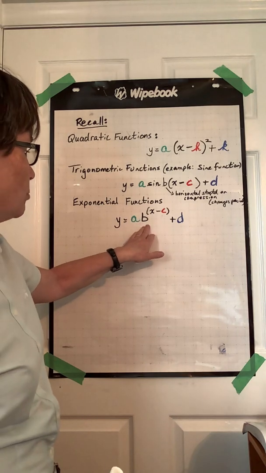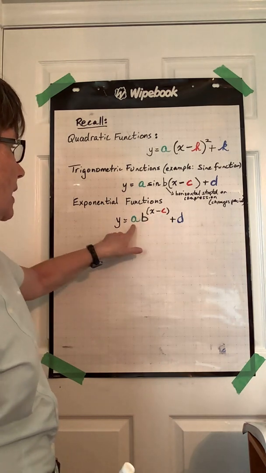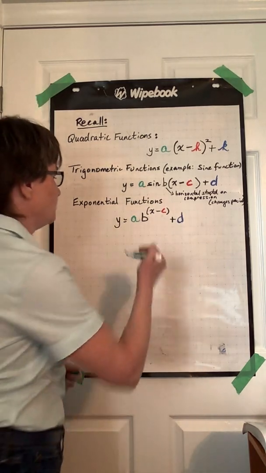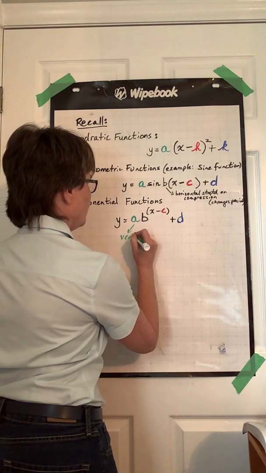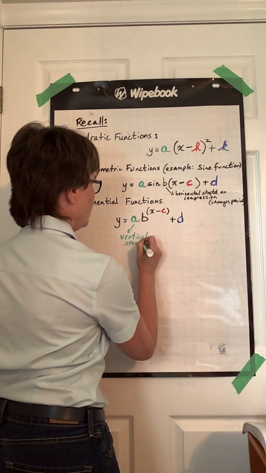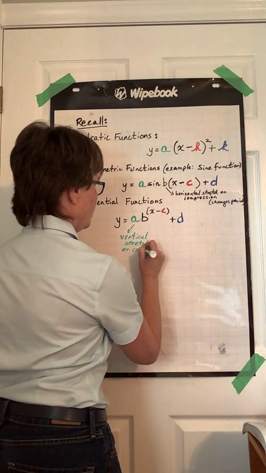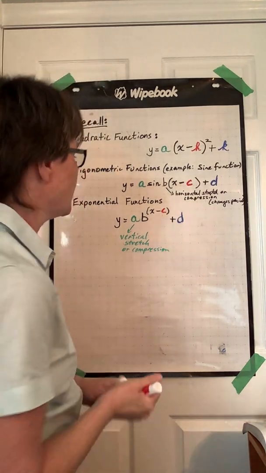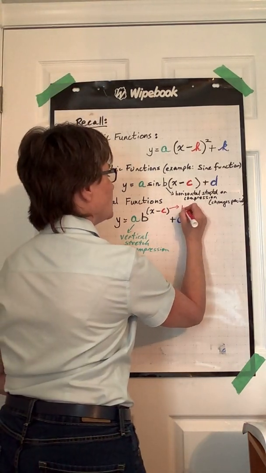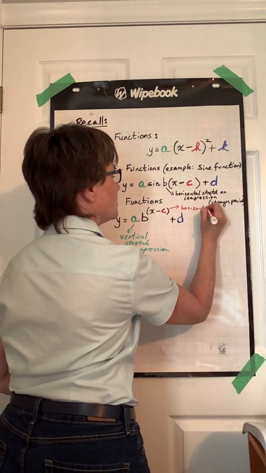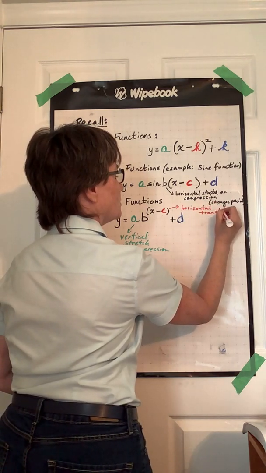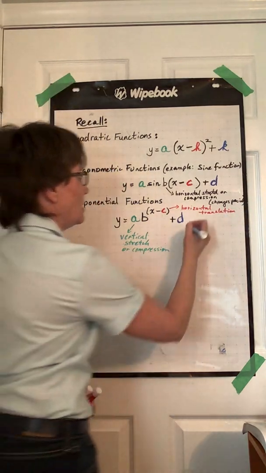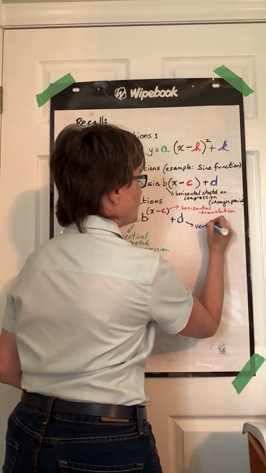Okay, so now back down to our exponential functions. Y equals a, b to the x subtract c, plus d. A is the same A as here. Vertical stretch or compression. C is the same as the C and the H above. Horizontal translation. The D is the same as the D and the K above. Vertical translation.